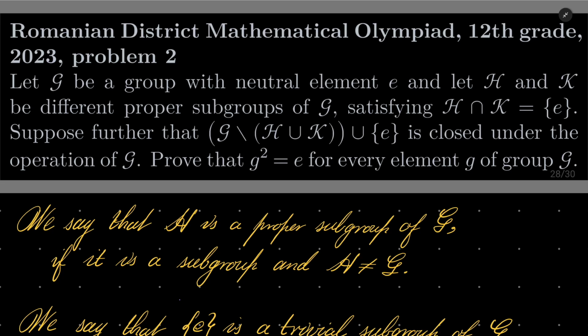It's a very nice problem, a bit unusual because it's from group theory, from higher algebra, but it's given to 12th graders, but it's Romania. Romanian Olympiads are very different.